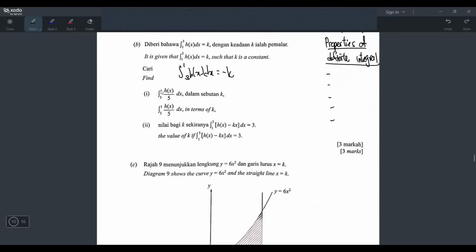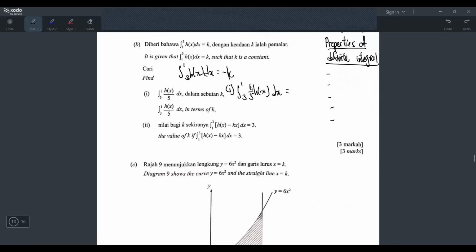But if you look at this question, actually I made a mistake. I forgot to look at the over 5, right? So actually for this question, you have to take out the 5 also, right? So it's actually integrate from 1 to 3. The over 5 is the same as 1 over 5 times h(x), right? It's the same thing. I just write it differently. So over 5, I write it as 1 over 5.